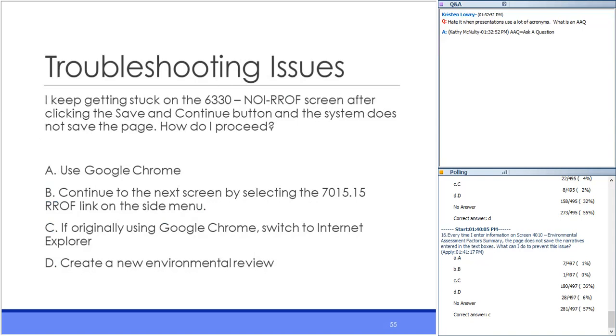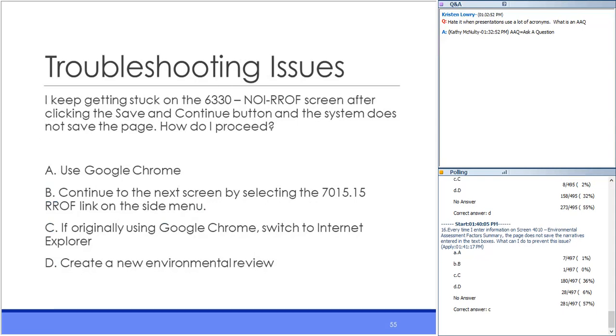Okay, another troubleshooting question. I keep getting stuck on the Notice of Intent to Request Release of Funds screen after clicking the Save and Continue button, and the system does not save the page. How do I proceed? A, use Google Chrome. B, continue to the next screen by selecting the 701515 link on the side menu. C, if originally using Google Chrome, switch to Internet Explorer. Or D, create a new environmental review.